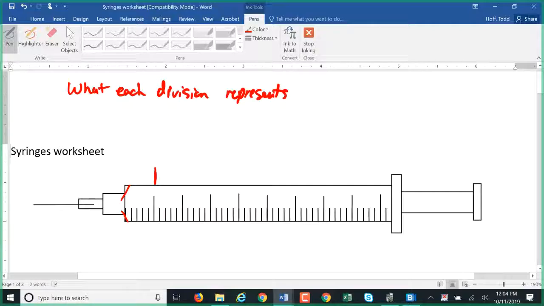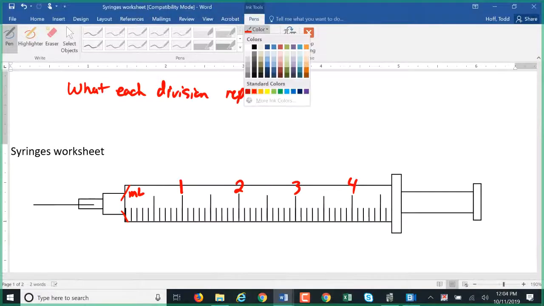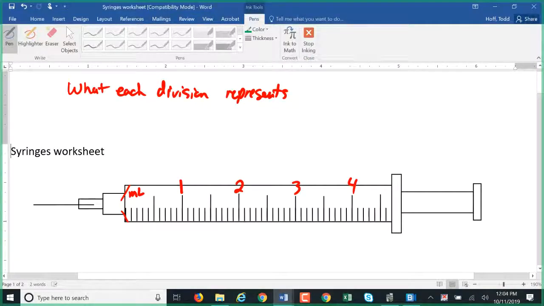What each division represents. So if this is labeled as one, two, three, 4 milliliters, typically, I will start at the one that's labeled number 1, just because that's a little more accurate than starting at the tip down here. And I'll go to 2. I know that represents a gap of 1 milliliter.